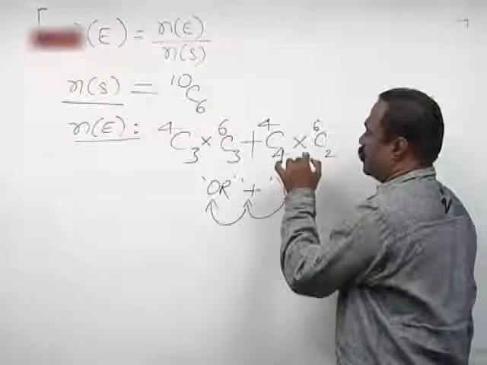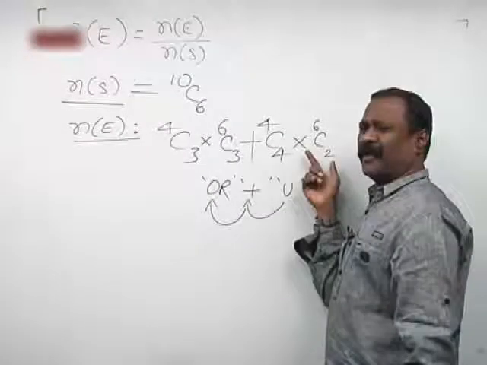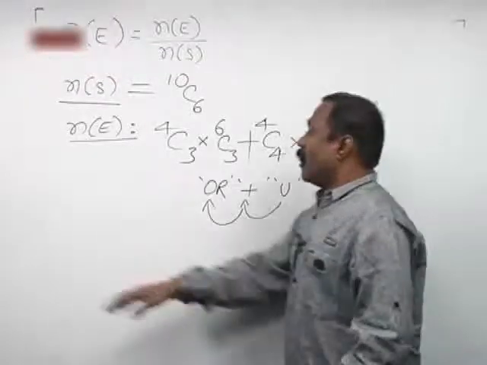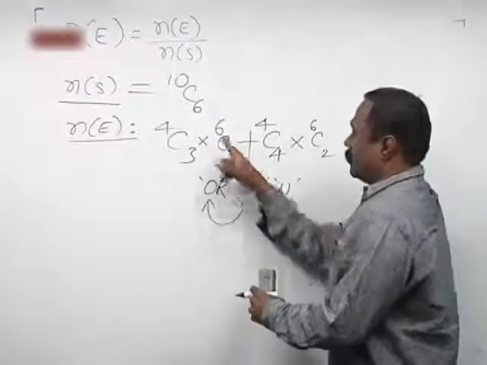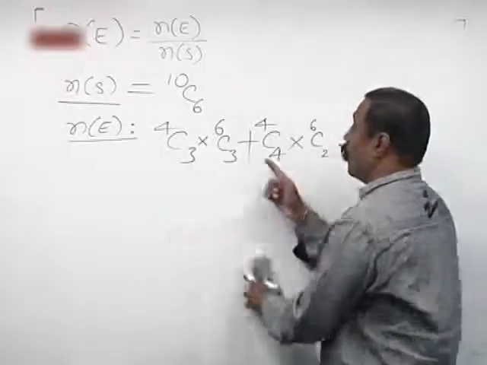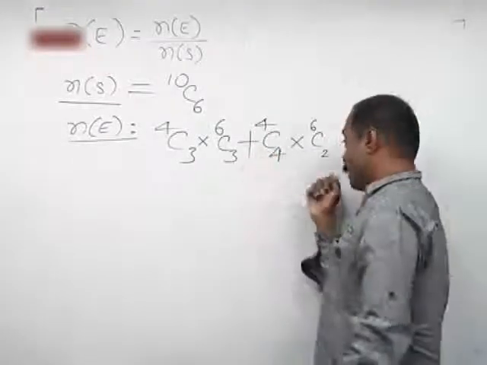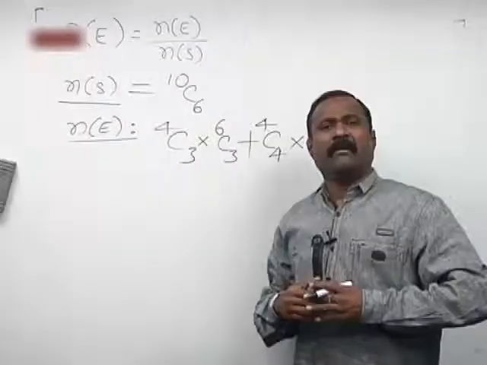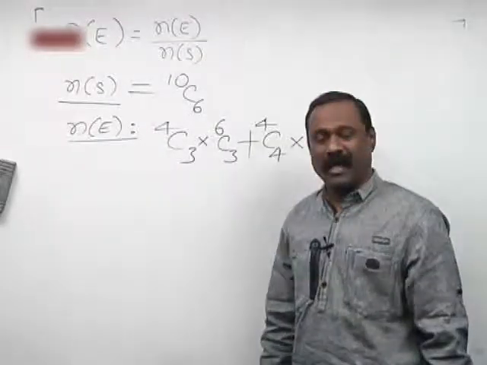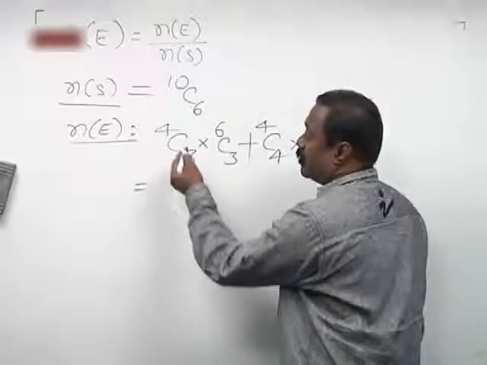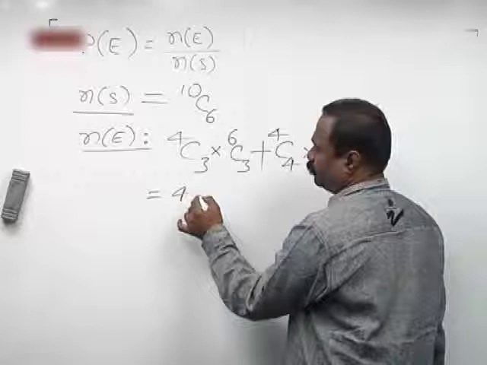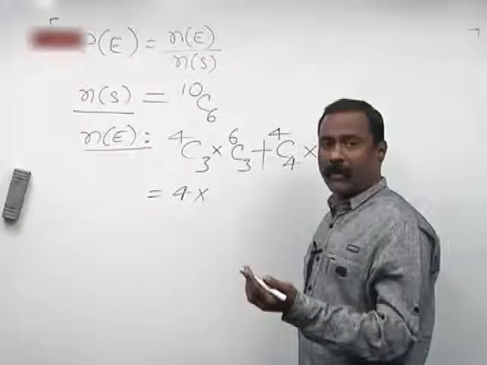So this operation and this operation, this is for AND. AND means multiplication. So if this happens or this happens, the entire consignment will be rejected. Understand that? So this is nothing but, if you simplify, 4C3 is nothing but 4C1. It is 4 into 6C3.